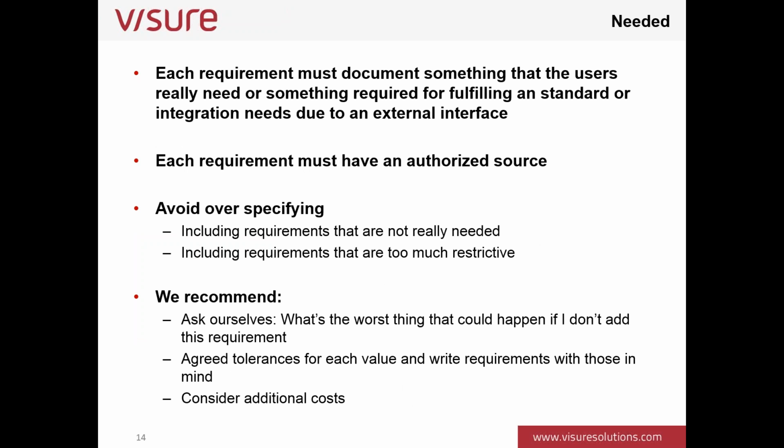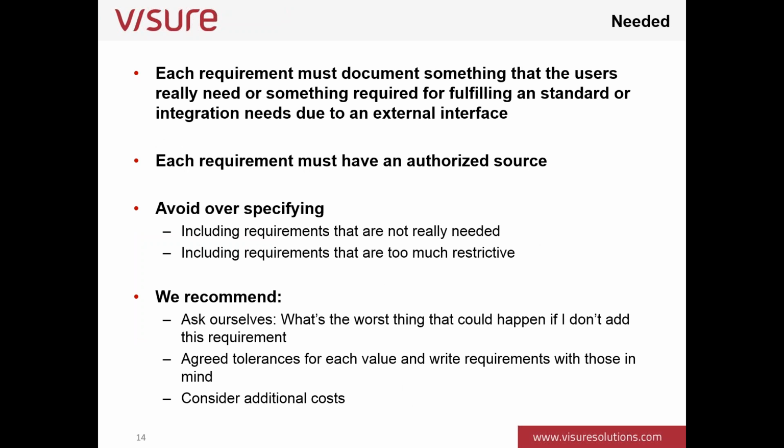Needed. A requirement must be needed. Each requirement must document something that the user really needs, or something required for fulfilling a standard or an integration need due to an external interface. Basically, what we are trying to say here is to avoid adding requirements that the user is not asking for. Each requirement must have an authorized source.